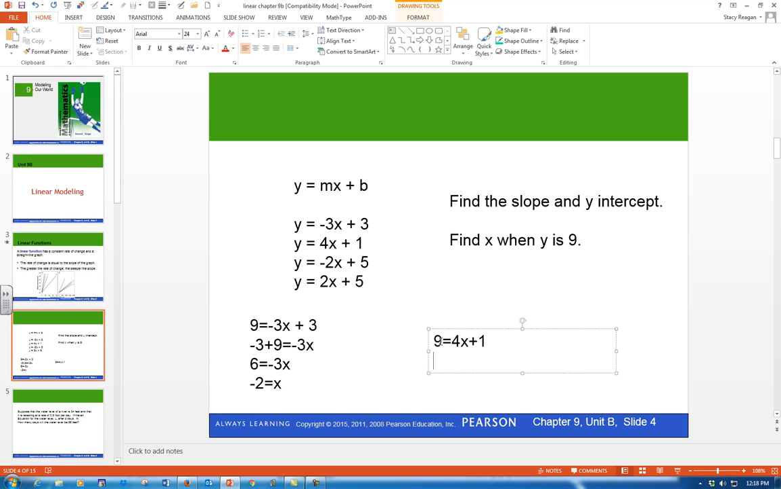I would do the same thing. I would put the 1 on the other side, which makes it a -1. We always change the sign. -1 plus 9 is 8. Divide both sides by 4. So 8 divided by 4 is 2. 4 divided by 4 cancels. And in this one, my answer is x equals 2. So that's what we're doing on this kind of problem.